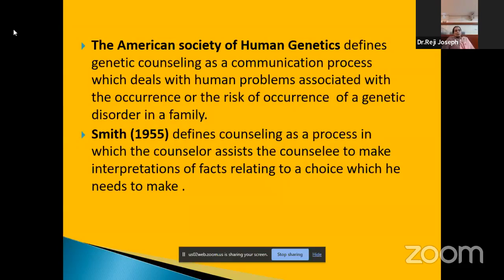The American Society of Human Genetics defines genetic counseling as a communication process which deals with the human problems associated with the occurrence or the risk of occurrence of a genetic disorder in a family. Smith defines counseling as a process in which the counselor assists the counselee to make interpretations of facts relating to a choice which he needs to make. Next slide, please.